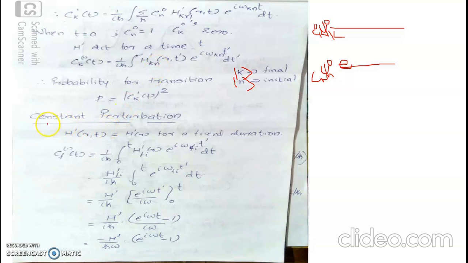Such a perturbation is a constant perturbation, and another occasion where we come across this kind of system is the interaction of radiation with matter, where the perturbation happens to be a harmonic perturbation. Now we will look into the specific cases of constant perturbation and harmonic perturbation that we will see in the next video.